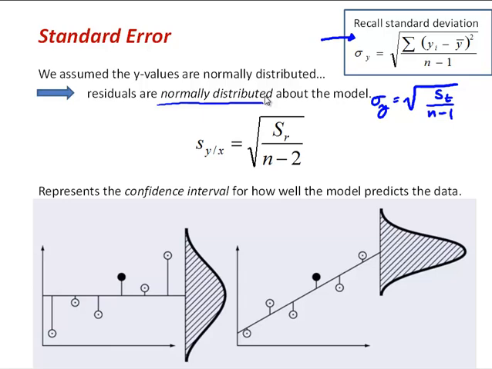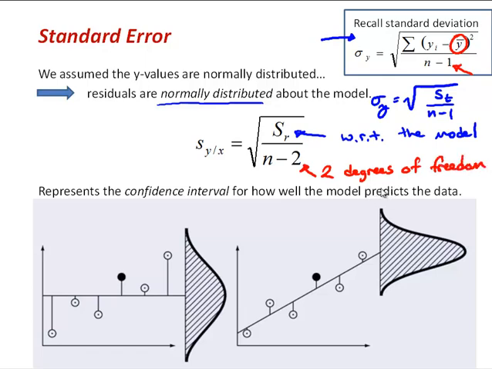Then we can define the standard error as the square root of S_r, where S_r is now the sum of the squares of the residuals with respect to the model, divided by n minus 2. And notice the difference here. In the standard deviation equation, this is n minus 1. Recall that that is the number of degrees of freedom in that model. In that case, the mean of the data has 1 degree of freedom because it's just a constant number. Now we have 2 degrees of freedom. So the equation changes a little bit, and those degrees of freedom would be a0 and a1.